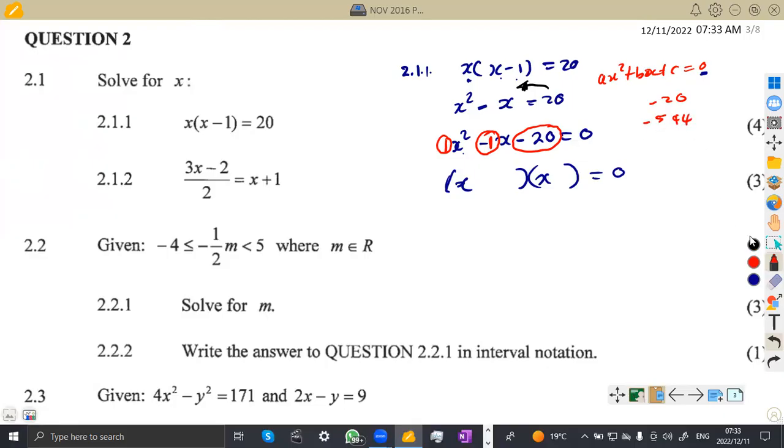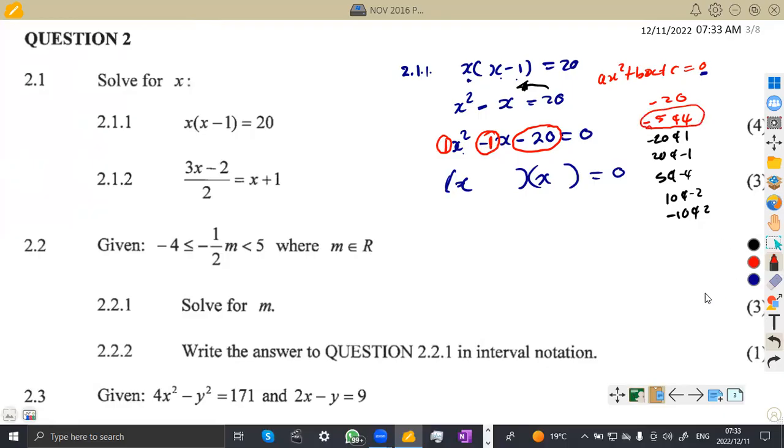There are so many numbers actually. We have got negative 20 and 1. We have got 20 and negative 1. We have got 5 and negative 4. We've got 10 and negative 2, negative 10 and 2. There's so many factors of minus 20, but which pair, when you add these factors, you obtain the middle term, which is negative 1. So that's minus 5 and 4.